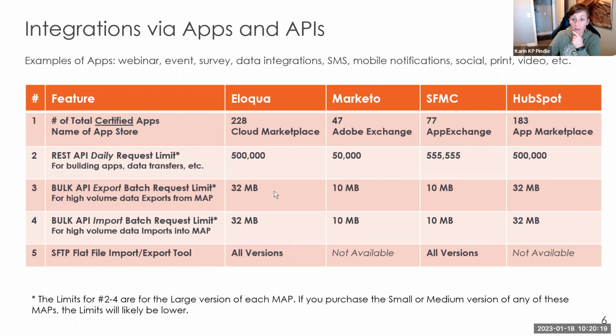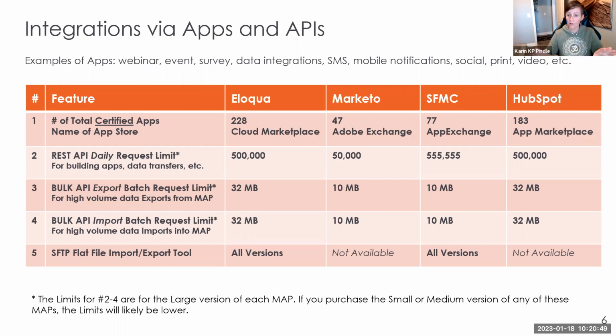But you can see Eloqua and HubSpot actually have the strongest bulk API, and then Salesforce Marketing Cloud and Marketo are tied with their 10 megabyte limits. And then the last feature here is if you don't want to do an API integration and there's no third-party paid app to use to do an integration, you can always do an SFTP integration. Secure File Transfer Protocol is what SFTP stands for, and another word for it is flat file integration.